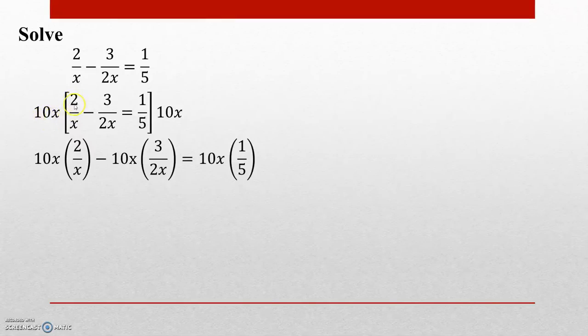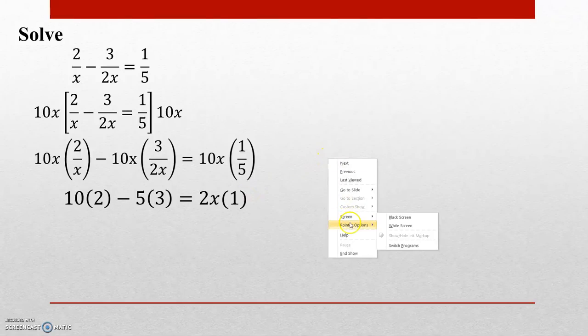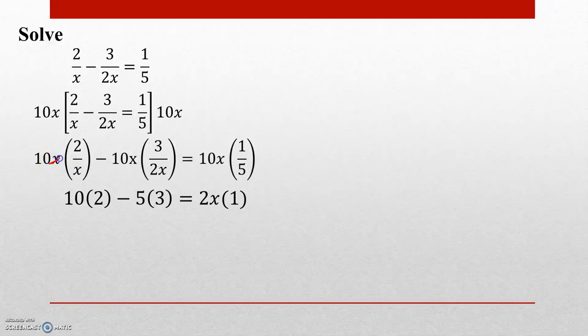So, 10x times 2 over x. 10x times 3 over 2x. Then, 10x times 1/5. So, let's simplify. We have 10 times 2 minus 5 times 3 equals 2x times 1. Bakit naging ganon? From there, pwede ma-cancel out kasi ito, so naiiwan 10 times 2.